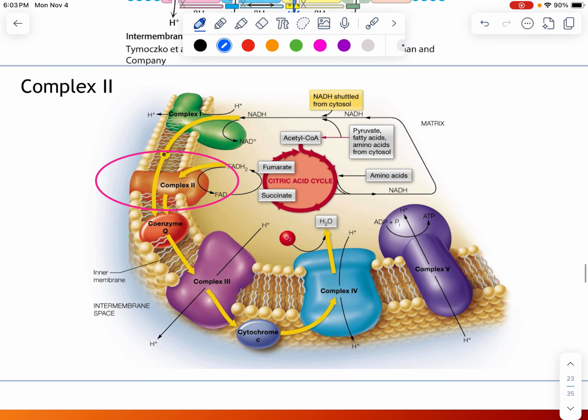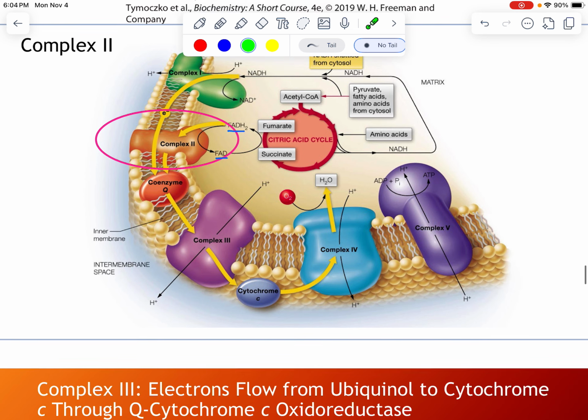All right, complex 2, this one circled in pink, is also picking up electrons. We looked at this a little bit before. If you remember, FAD wasn't free to move; it was tied into the enzyme we looked at before in the citric acid cycle. So Q would pick up the electrons and bring them in. This one is not a proton pump, but it does provide electrons and protons to complex 3. So it uses coenzyme Q to pass them along right here to complex 3.